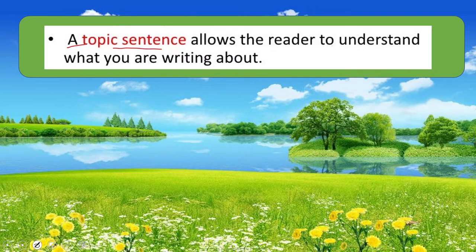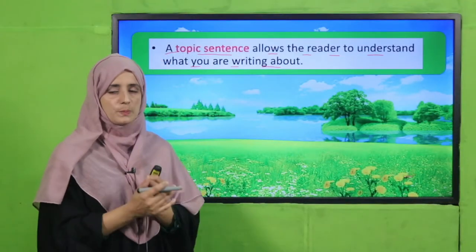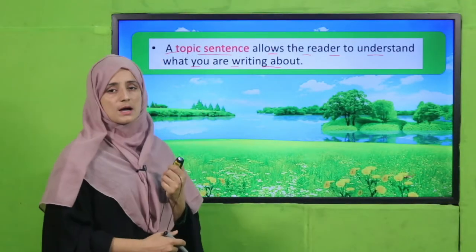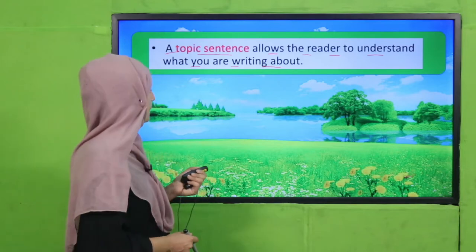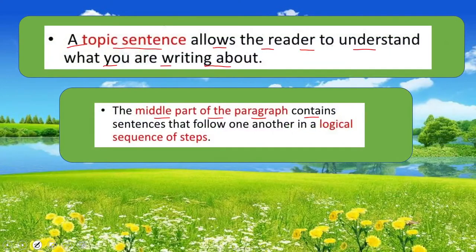First is the topic sentence, which allows the reader to understand what you are writing about. The first sentence will tell us what we are going to discuss in the remaining passage. So the first sentence is called the topic sentence. Next is the middle part of the paragraph, which contains sentences that follow one another in a logical sequence of steps.